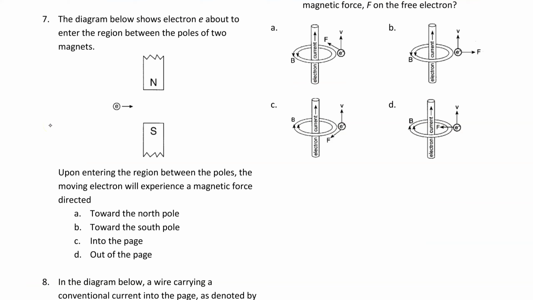It's number 7. All right, so it says the diagram below shows electron E about to enter the region between the poles of the two magnets. Upon entering the region between the poles, the moving electron will experience a magnetic force directed where? So where's the force pointing? So there's 3 different things that we're looking at. We have a pre-existing magnetic field flowing out of north into south.